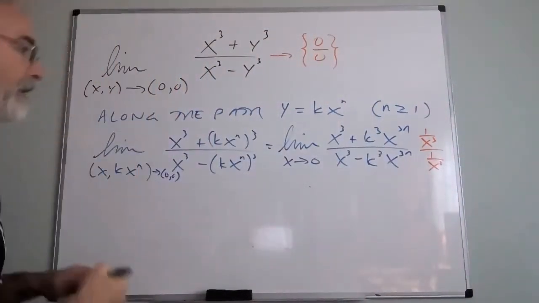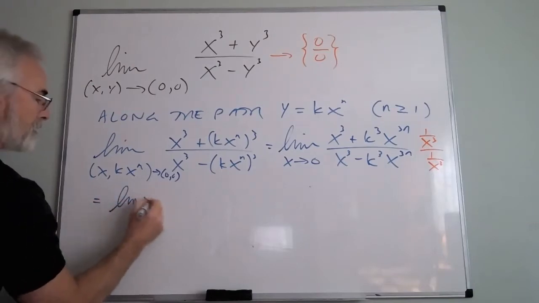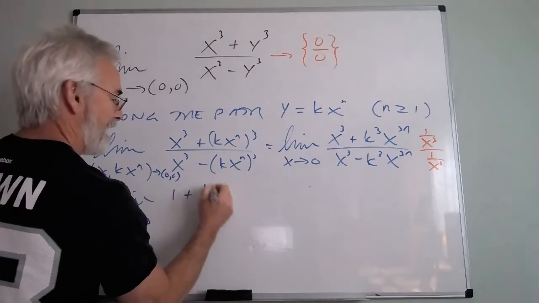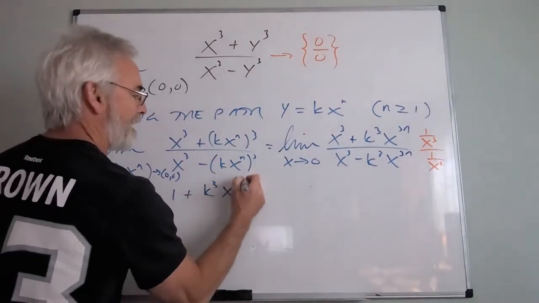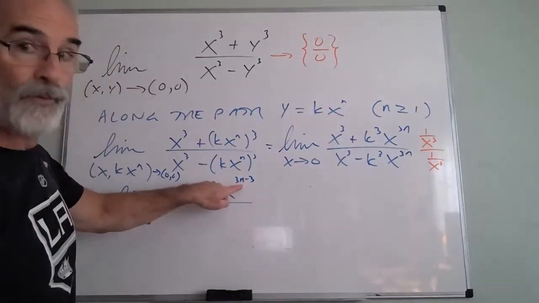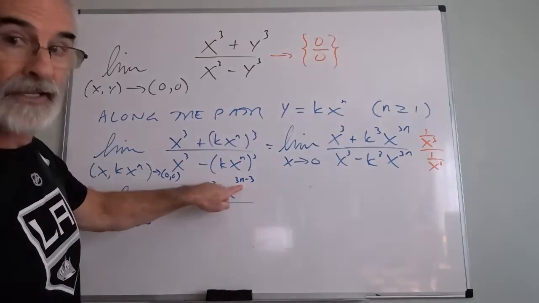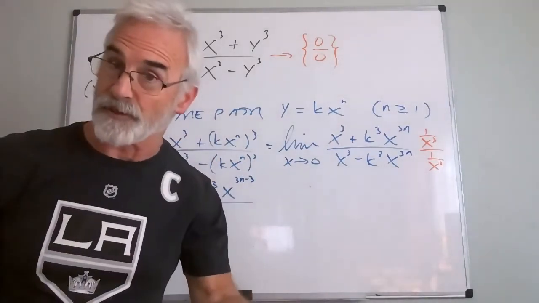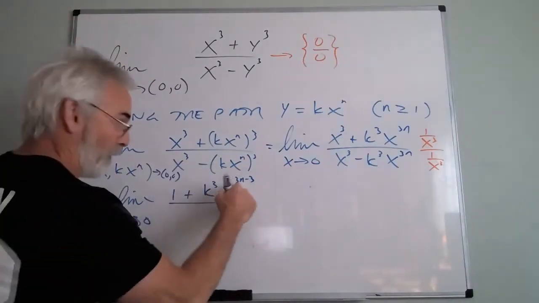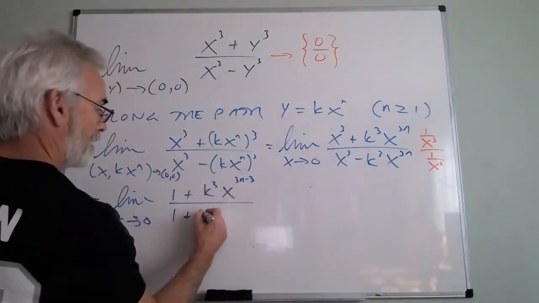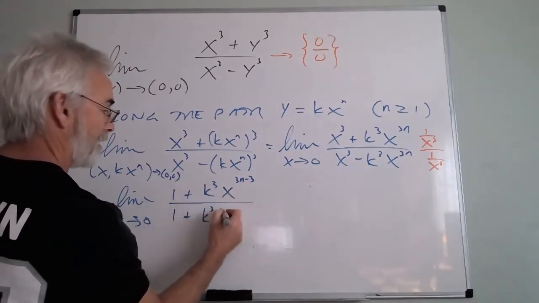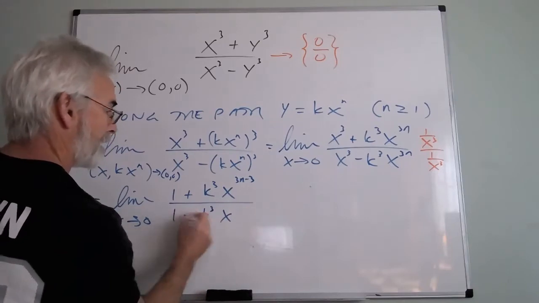So the next thing should be the last thing. So I have the limit as x approaches 0 of 1 plus k cubed x to the 3n minus 3. This is part of the reason I said I need n to be greater than or equal to 1, because I need that exponent to be non-negative. Remember, we're going to have x be approaching 0. If I have a negative exponent, or a 0, I can get into trouble. I can't have a negative exponent if x is going to 0. That's the problem.